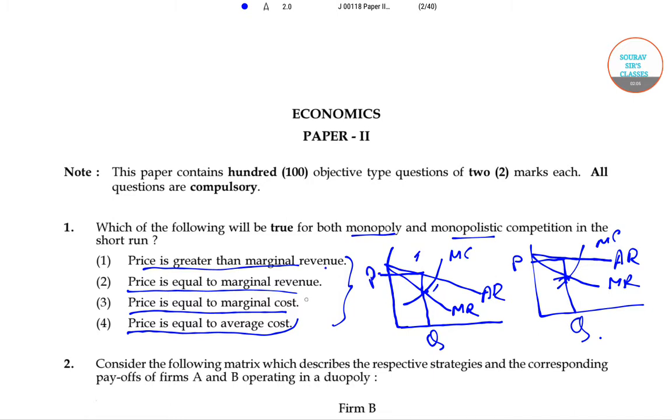So there are 4 options given. Price is greater than marginal revenue. As you can see, price is here and marginal revenue is here. So price is greater than marginal revenue. Yes, in both the cases this is right. Now let's see if the 3 other options go with this. Price is equal to marginal revenue. As you can see, price is here, marginal revenue is here. So price is not equal to marginal revenue.